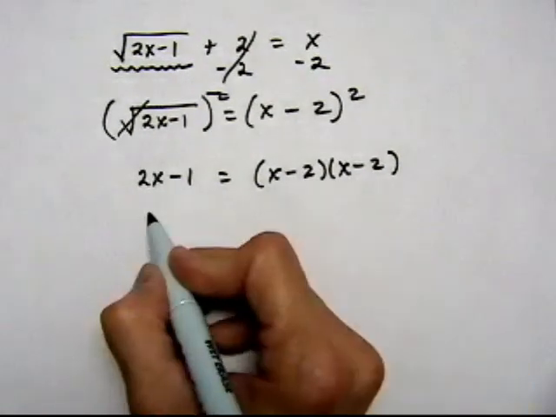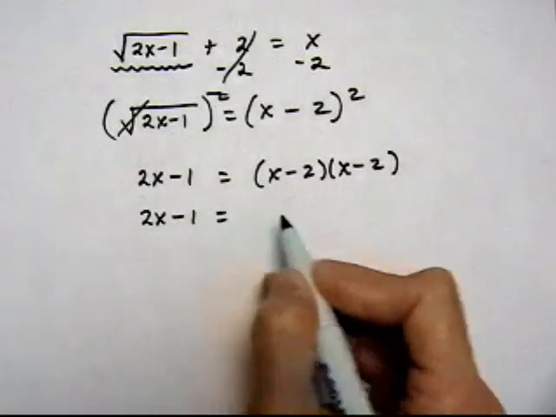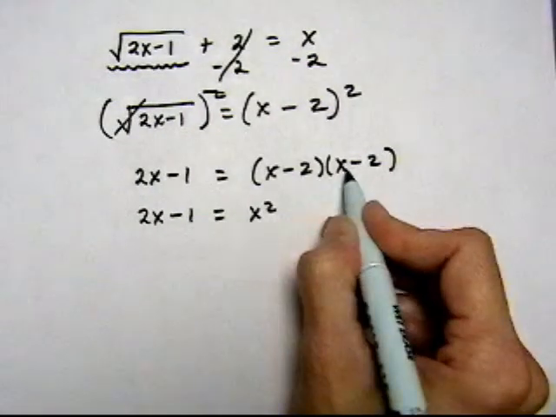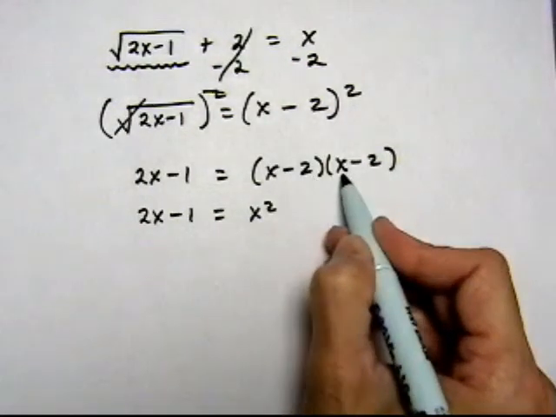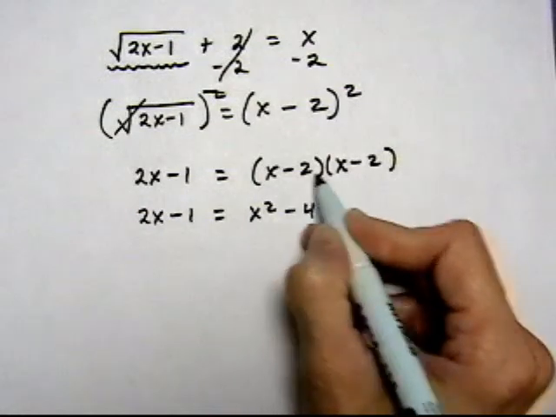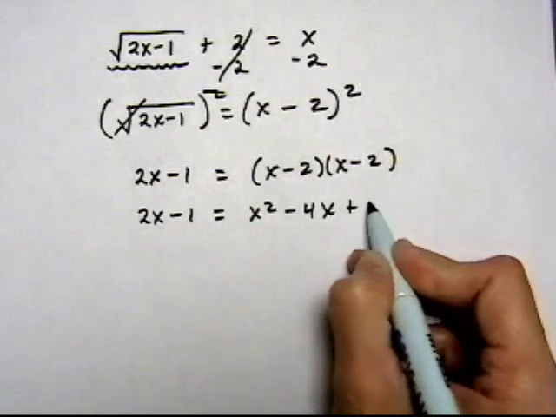And let's multiply out the right side. So we have 2x minus 1 is equal to x squared, and minus 2x minus 2x will give us minus 4x, and minus 2 times minus 2 is plus 4.